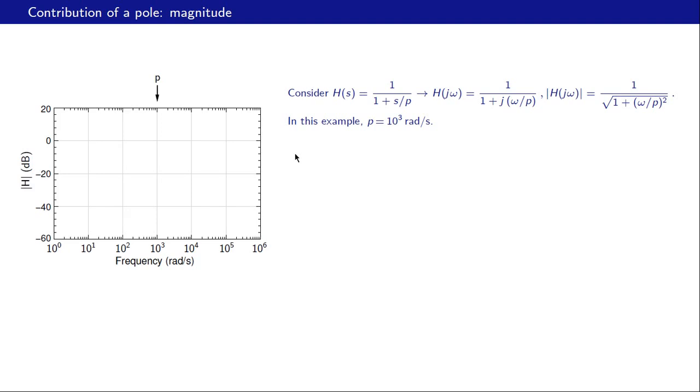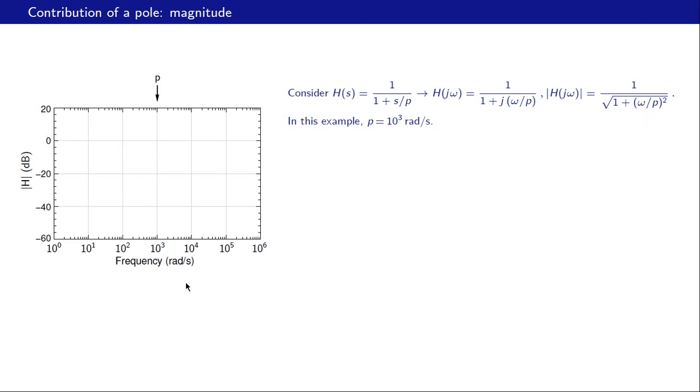Let us start with the pole. Here is a transfer function with a single pole, 1 over 1 plus s by p, where p is a real and positive number, 10 raised to 3 radians per second. So this system has a pole at minus 10 raised to 3 radians per second, going by the definition that we saw earlier. Now let us rewrite h of s as h of j omega, that is 1 over 1 plus j omega by p, and the magnitude of h of j omega is 1 over square root of 1 plus omega by p whole squared.